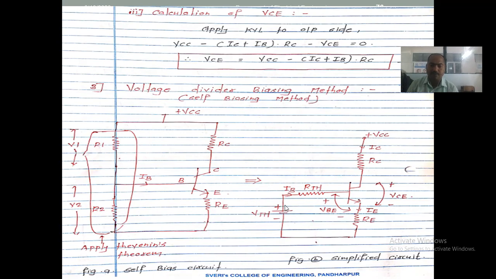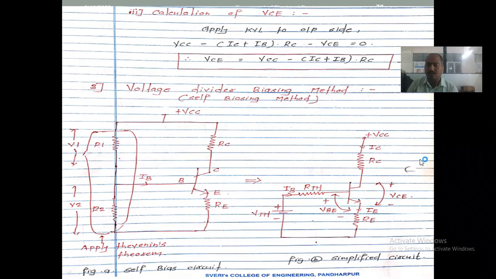Whatever current flows through this base is considered the base current, and two things are important here. The voltage across V1 and V2, when applying the Thevenin theorem, is considered as the Thevenin equivalent voltage. These two resistors are considered as RTH, the equivalent of the two resistors R1 and R2. All other circuit parts are the same, right? For the analysis, we calculate IB, IC and VC. To calculate IB, we apply KVL at the input side.